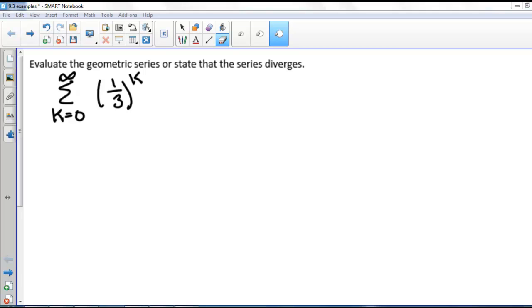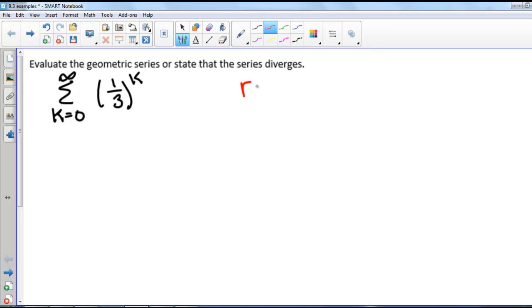We want to evaluate the geometric series or state that our series diverges. Our series is k equals 0 to infinity of 1/3 to the k. So in this case, r is 1/3 and a is 1. We're not multiplying this geometric series by anything out here.